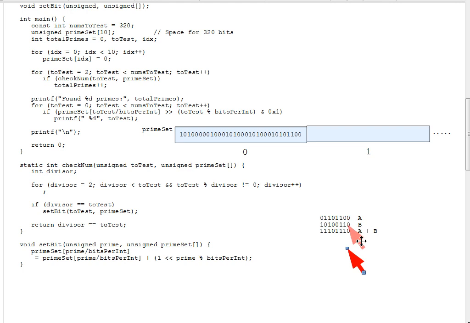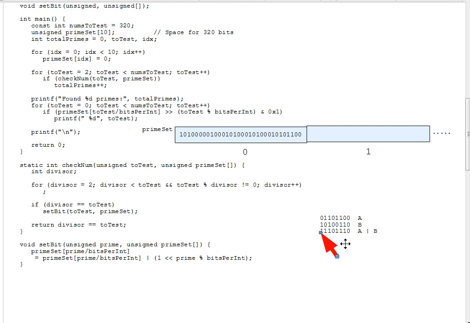So 0 and 0 in the first column gets me 0, 0 and 1 in the second column gets me 1, 1 and 1 in the third gets me 1, 1 and 0 gets me 1. Here again, 0 and 0 gets me a 0, 1 and 1 gets a 1, 1 and 0, 0 and 1 both get 1s. Every bit pair is ORed. The OR operator is good for setting individual bits in a value without changing any other bits, and setBit uses it to turn on the correct bit for value prime.